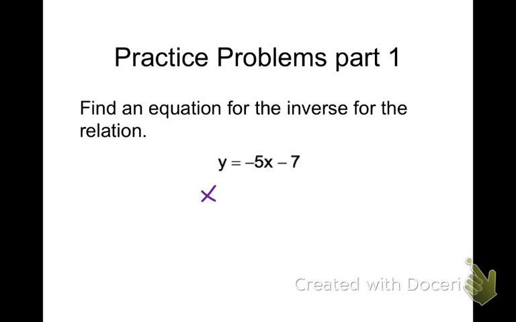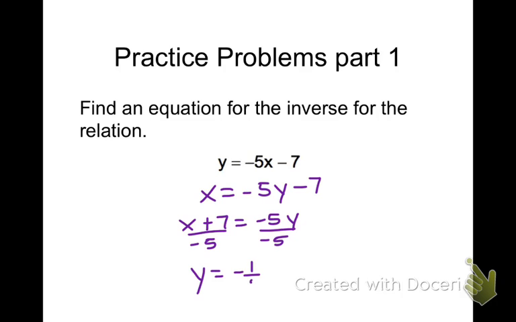You don't have to graph this, right? No, you don't have to graph it, just rewrite it. So I'm getting negative 1/5 x minus 7/5. Do you guys agree? Yeah.